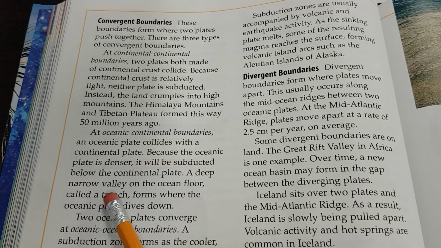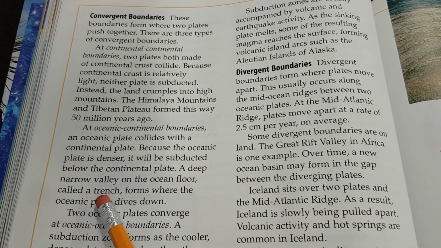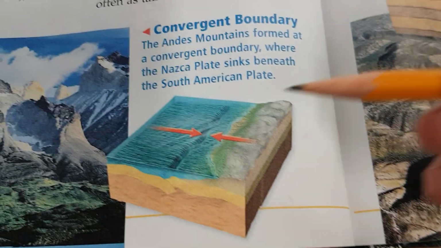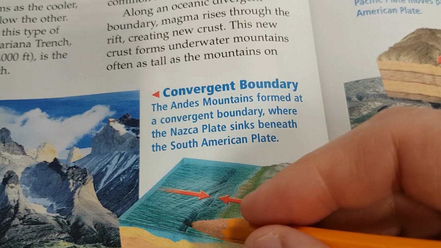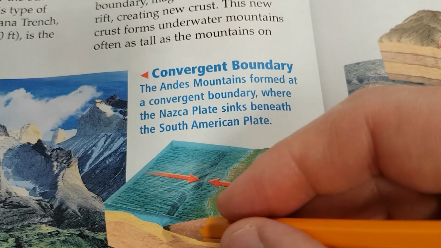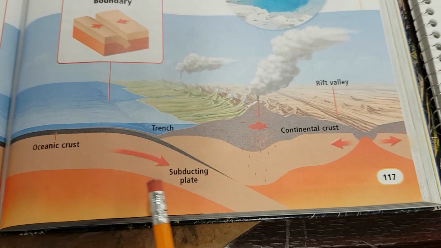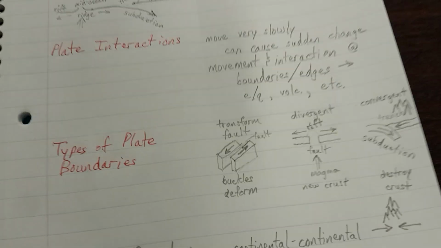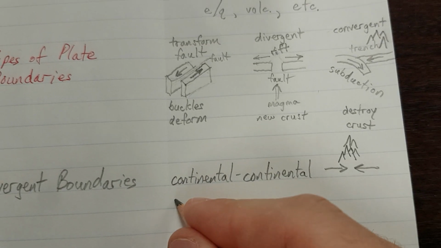A deep, narrow valley on the ocean floor, called a trench, forms where the oceanic plate dives down. Okay, we see that here. There's the trench, and you can see it subducting. An even better picture was the page before where you see it subducting down under. There's the trench.